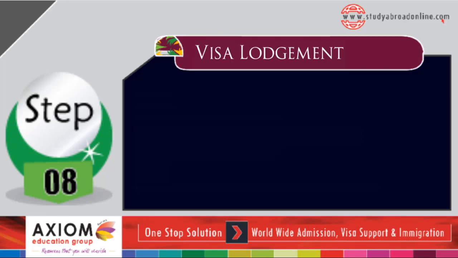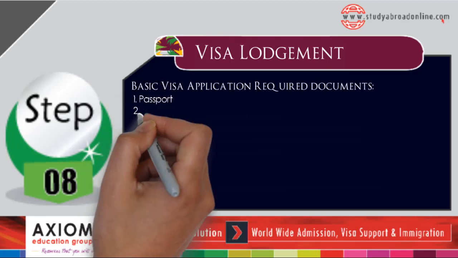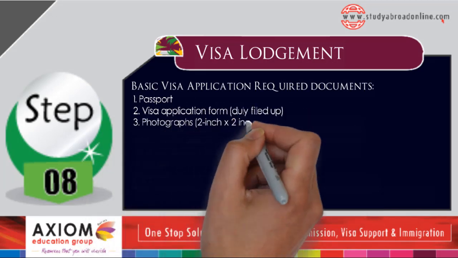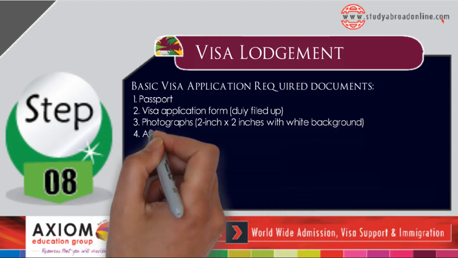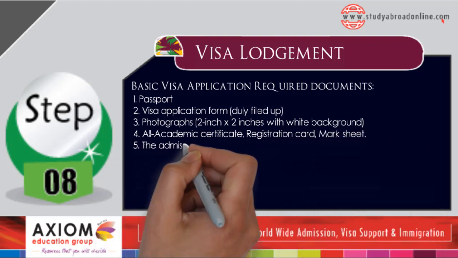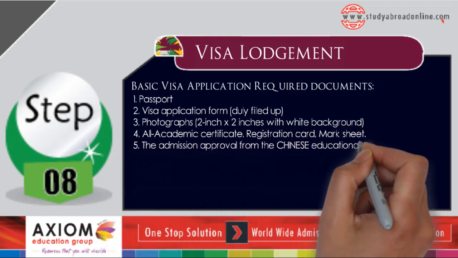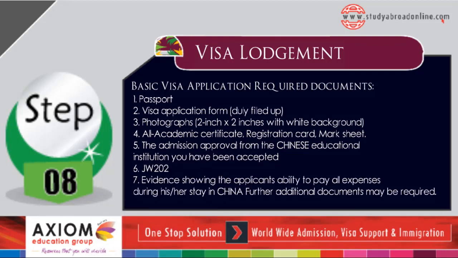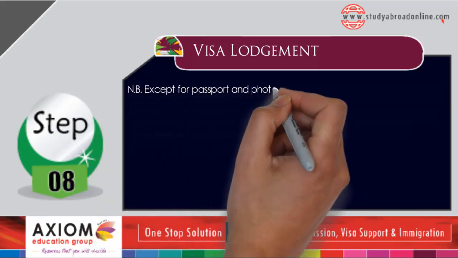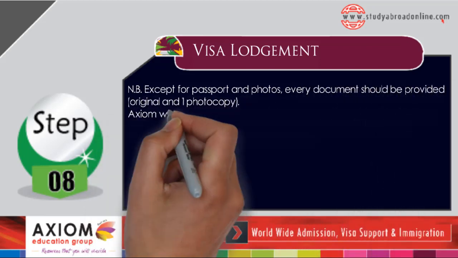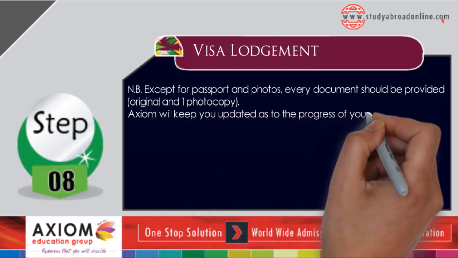Now, the basic visa application required documents are the passport, a visa application form which will be duly filled up, passport size 2 by 2 inches photographs with white background, all academic certificates, registration cards and mark sheets, the admission approval from the Chinese educational institution you have been accepted into, and your JW202. Lastly, you'll also need evidence showing the applicant's ability to pay all expenses during his or her stay in China. Further additional documents may be required. Please note that except for passport and photos, every document should be provided as one photocopy and its original.